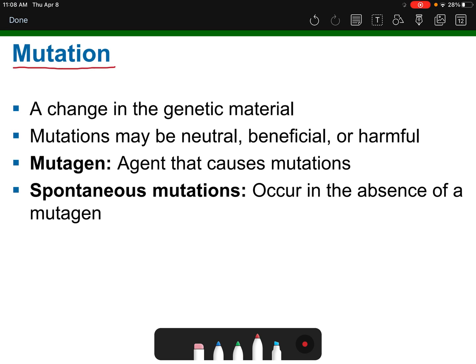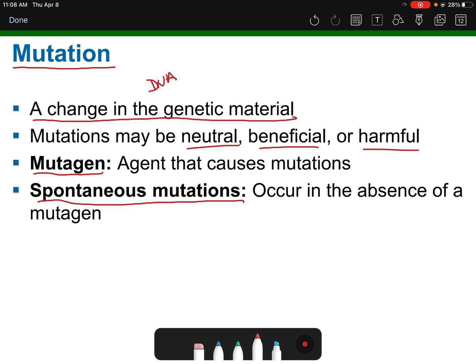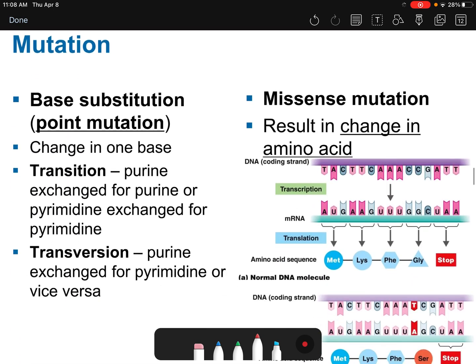Switching gears a little bit here, if you remember from biology, a mutation is any change in the genetic material. Okay, so usually it's a change in your DNA. Most mutations are going to happen during DNA replication. They can be neutral, beneficial, or harmful. Any agent that causes mutations on purpose is a mutagen. And spontaneous mutations are those that just occur on their own without any mutagen inducing them.